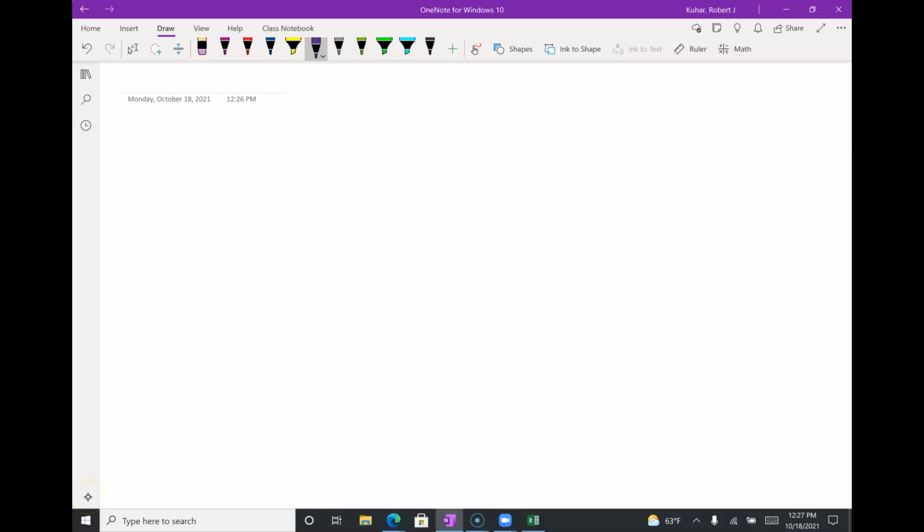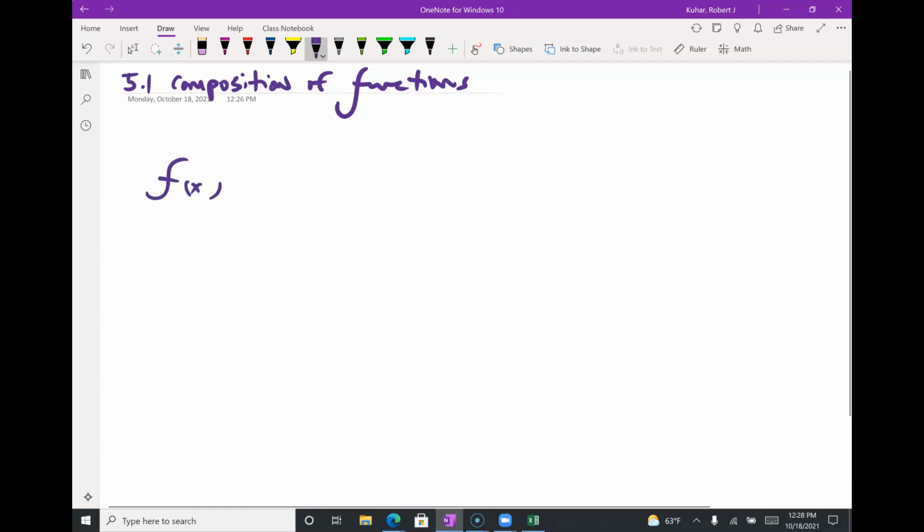All right, let's take a quick look at a problem from 5.1. In 5.1, we were doing compositions of functions. So let's say f of x is 2x over 5 minus x. That looks familiar. And g of x is 1 over x.